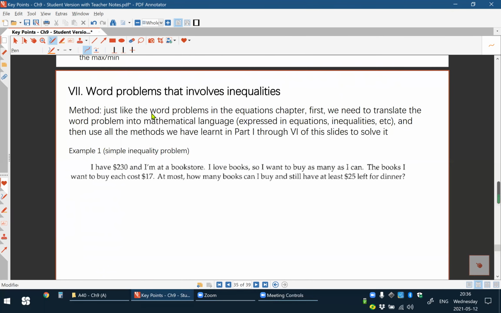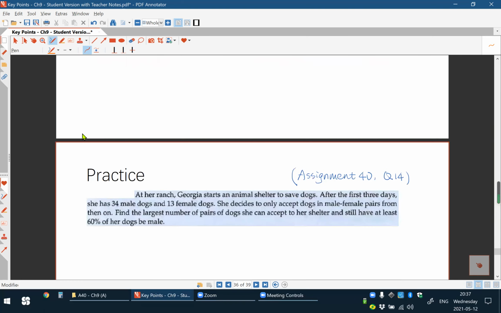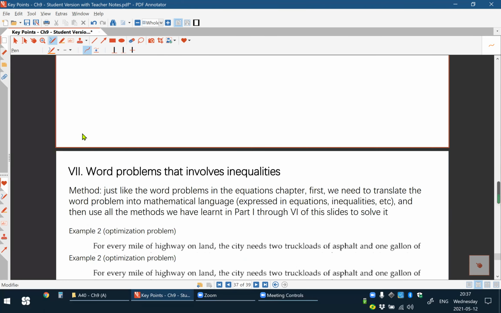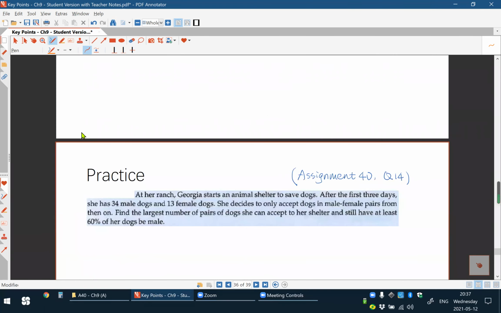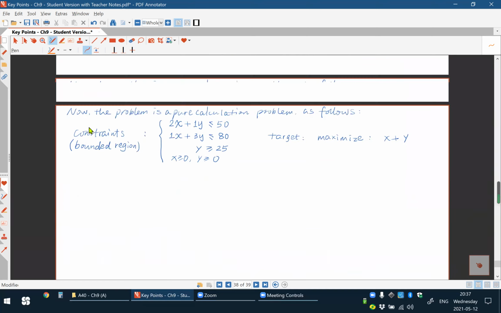Okay, the last key point is the word problems that involve inequalities. Okay, this is actually just like the word problems in the equations chapter. First, we need to translate the word problem into mathematical language, and then use all the methods we have learned in part 1 through part 6 of these slides to solve it. Okay, I'll show you an example. Okay, let's see the last example. Actually, last 2 examples.